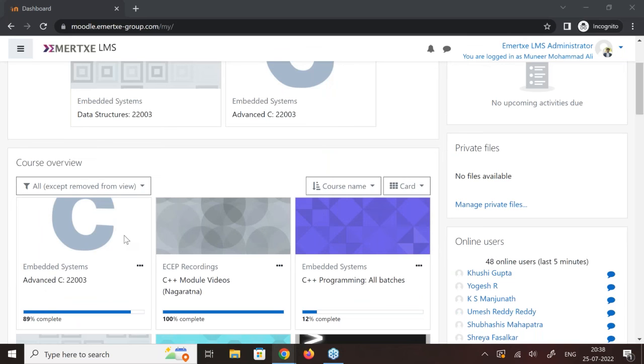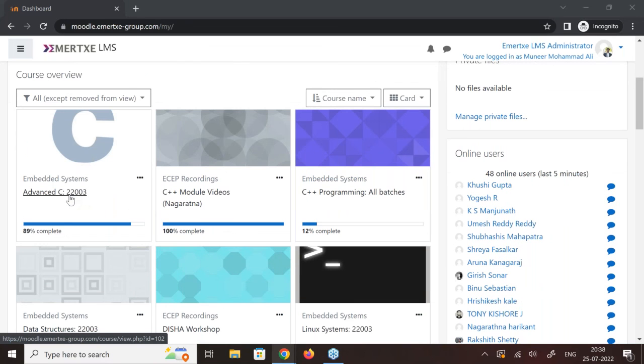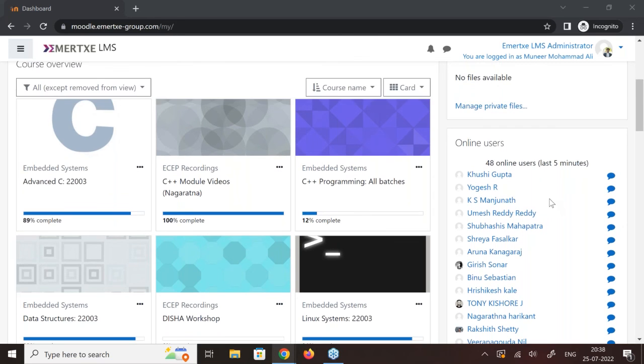You can also see how many users are currently logged in. Right. So we can see 48 users related to the student are currently logged in. When you see the dashboard, you can see the progress with respect to every module, and as you complete the modules, the progress percentage should improve.